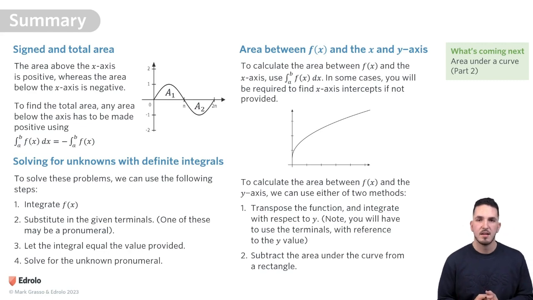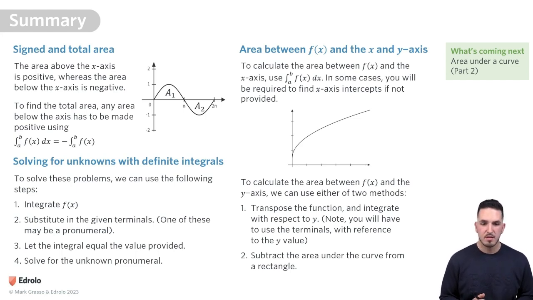So in summary, there is a lot to get through in this lesson. So we looked at signed and total area. The key thing to remember about signed and total area is that anything below the axis will give you a negative value for the area. So if you do calculate the integral, this will give you the net signed area. If you want to find the total integral, you do have to change either the bounds or make it negative, referring to those properties below.